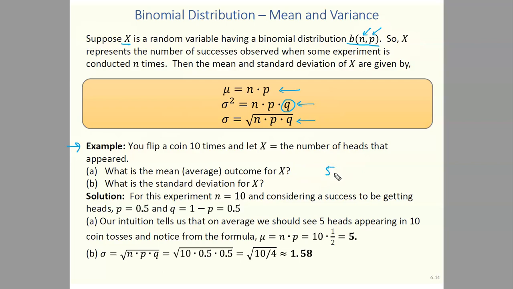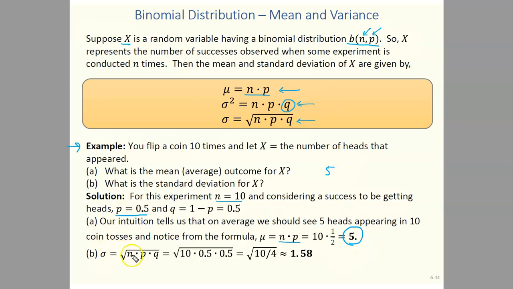If you have a fair coin, the probability of getting heads is 0.5, and so we should see out of 10 flips, on average, 5 heads appearing. Well, notice if we apply this formula here, that's exactly what we get. So for this experiment, the n is 10, and considering success to be heads, the probability of getting heads in one trial is 0.5. And so notice that when we evaluate n times p, we get 10 times 1/2, which is exactly 5, as we would expect.